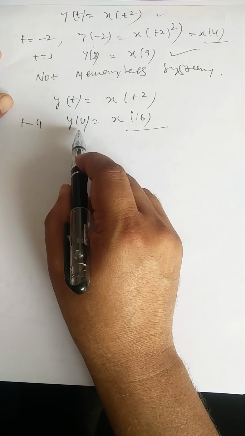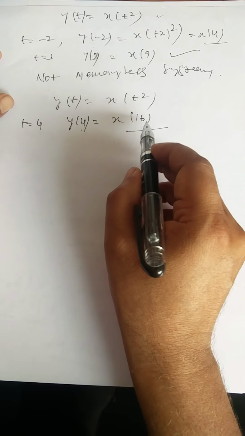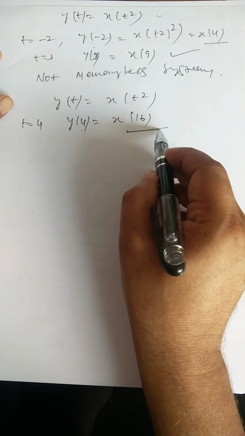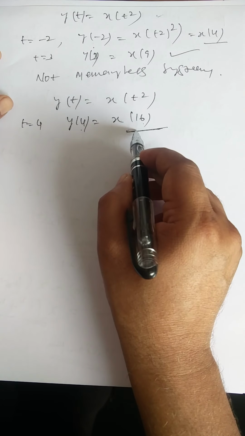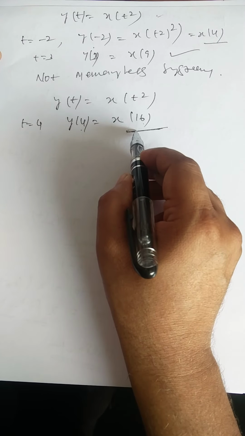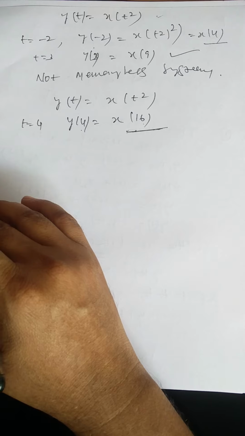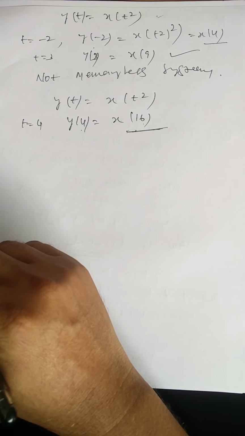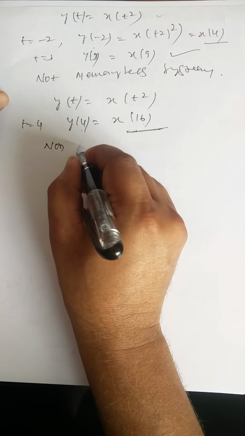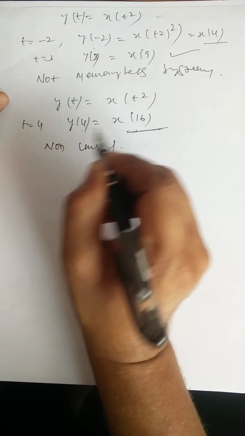So see, you are observing output at t equal to 4, but you require the input at t equal to 16, that is x of 16 is required. It is a future input and the system is said to be non-causal. You know the definition of non-causal. Any system is said to be non-causal if its output depends on the future value of the input. So it is a non-causal system.